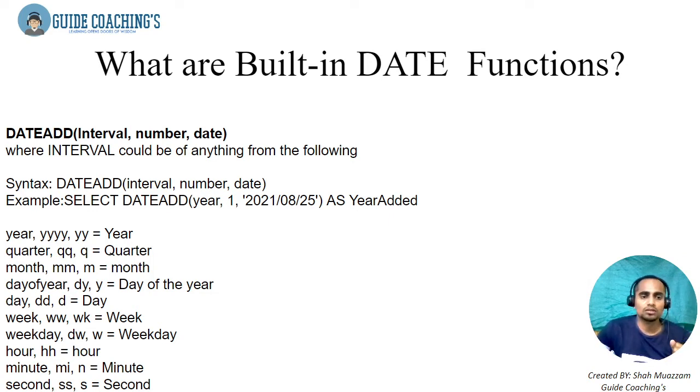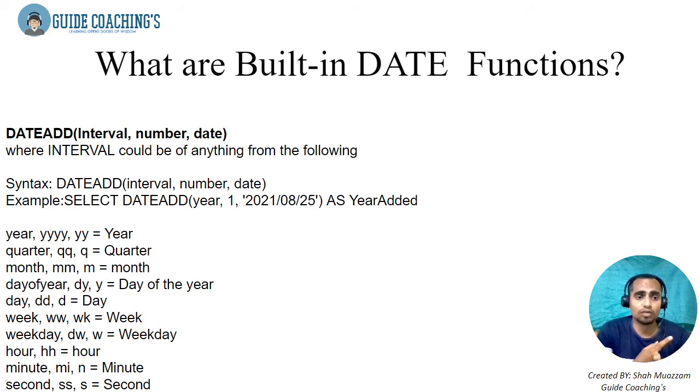Now the question comes: why is year written as year, y, or yy? Either you can write year, or you can write y four times, or you can write y; it will be equal to year only. These are nothing but the nomenclature for that particular interval.